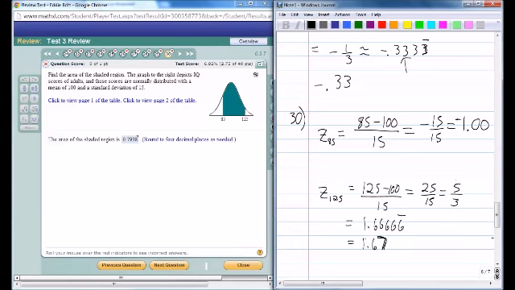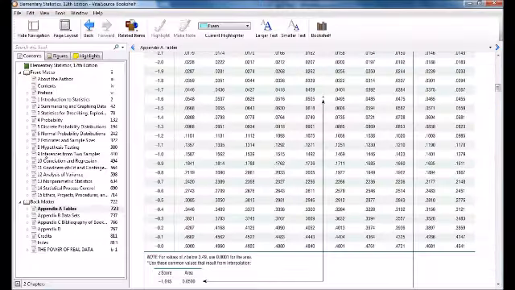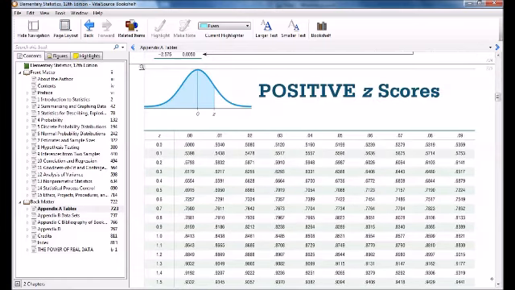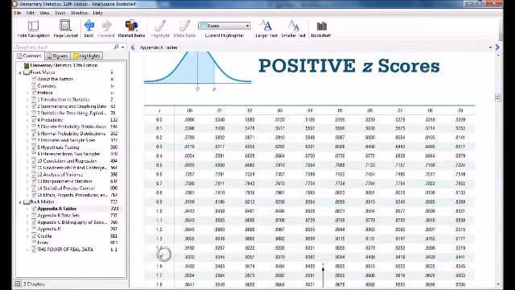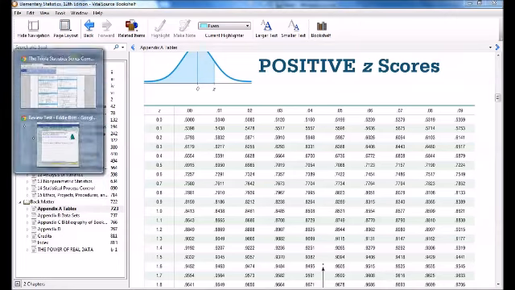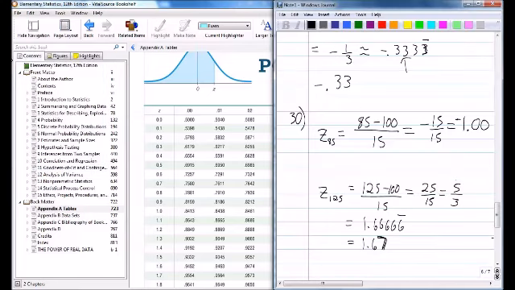Alright, so we want to find the area of the one furthest to the right. So let's find the area that the z-score chart would give us for 1.67. It's a positive z-score. Alright, 1.6, and then go over to the 7s column. So that's 0.9525. So our area up to that point is 0.9525.